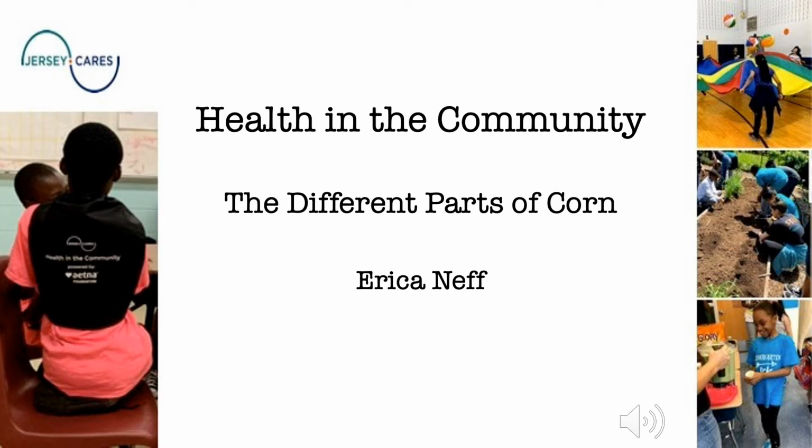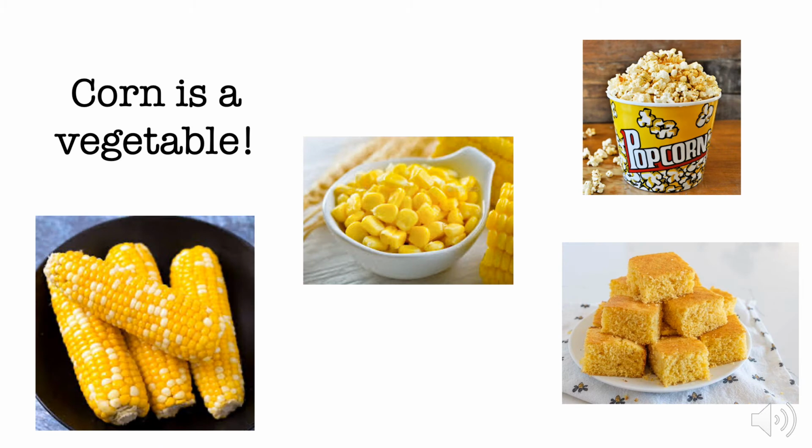Today, let's learn about the different parts of corn. A very popular crop farmers plant is corn. Let's learn about what corn is and how we use it. Corn is a vegetable that we eat. Corn can come in many different forms, such as corn on the cob, corn off the cob. We can use corn kernels to pop into popcorn, and it can also come as cornbread.